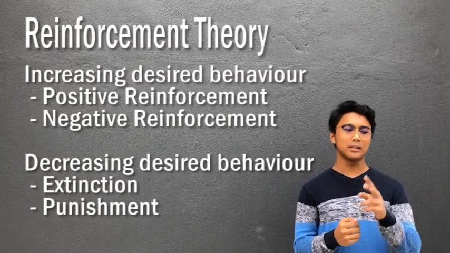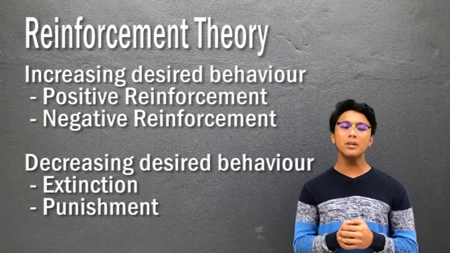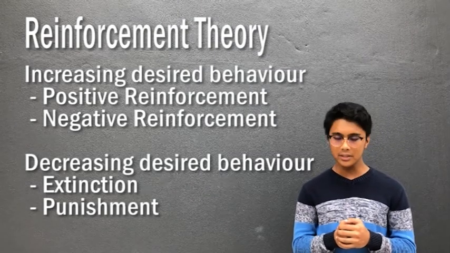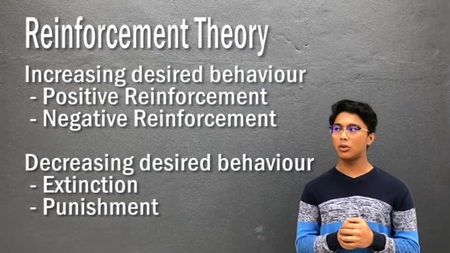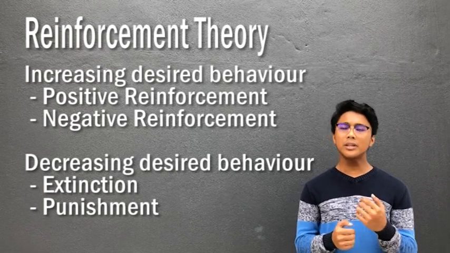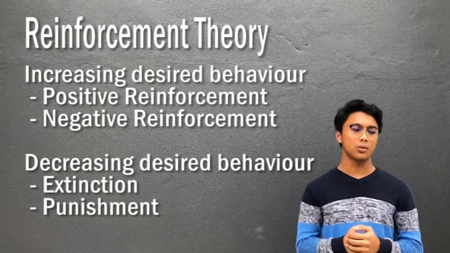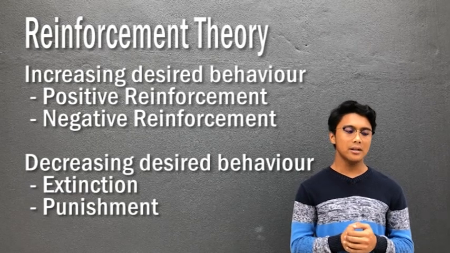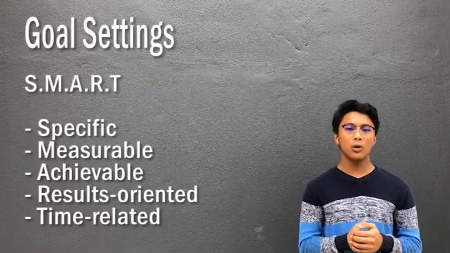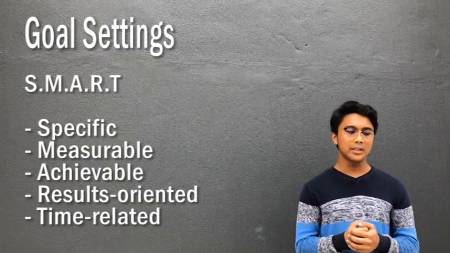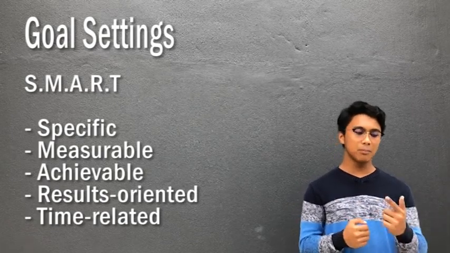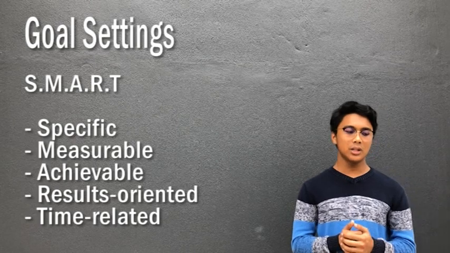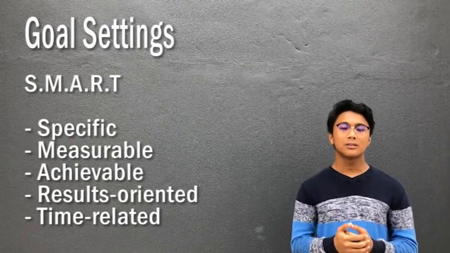The reinforcement theory consists of two parts: increasing desired behavior, which consists of positive reinforcement and negative reinforcement, and decreasing undesired behavior, which consists of two also: extinction and punishment. Lastly, for goal setting, we always use SMART, which is specific, measurable, achievable, results oriented, and time related.